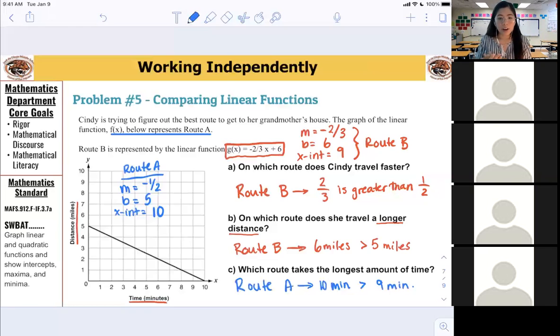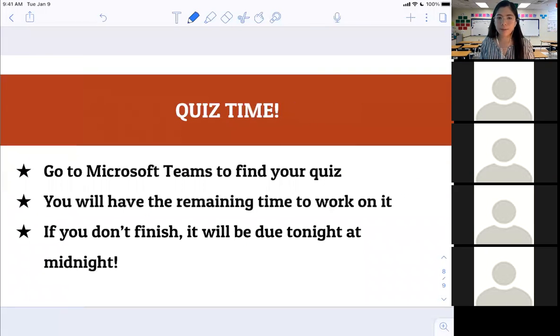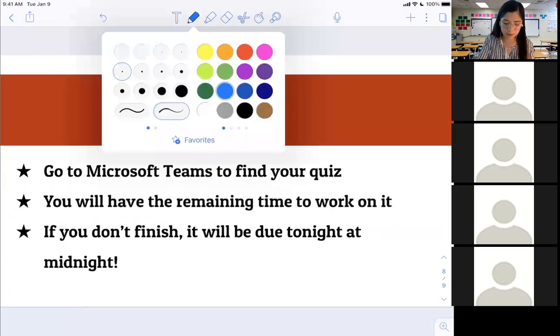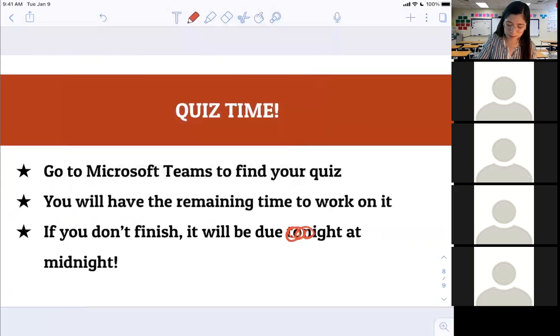All right, so that is all for today. I sort of knew this was going to happen. We do not have enough time to do this now, so I'm going to make this due on Sunday at midnight. So you have some time. I'll post it on Microsoft Teams as soon as you guys leave. You can work on it tonight or over the weekend, as long as you get it done before Sunday at midnight.